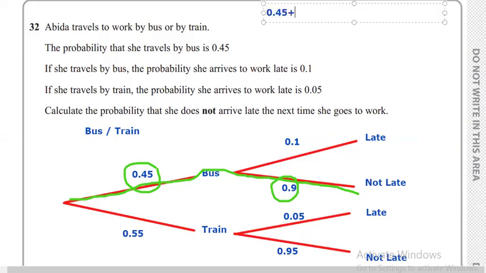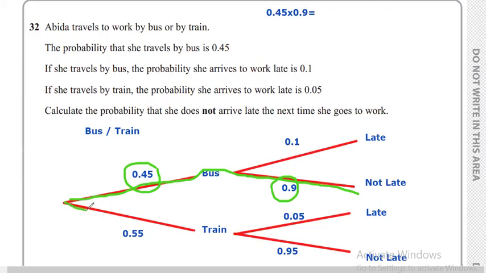0.45 multiplied by 0.9 like this. And I will get an answer. This one, probability of bus, not late. And I will get an answer here. At the same time, I'm going to go by train because they didn't tell us bus or train. I have to do both of them.